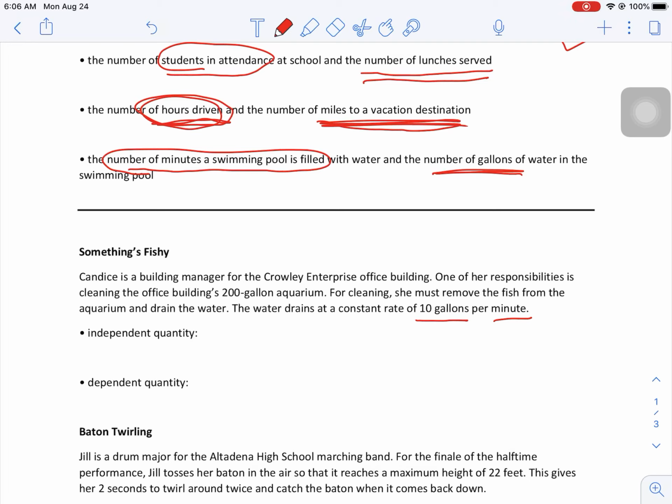Right? And we just talked about the independent is going to be time, but we have to say it like this: time in minutes. The dependent quantity is gallons. Okay?